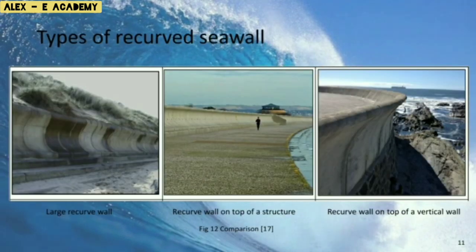Recurve walls can primarily be classified into three categories, namely large recurve wall, recurve on top of a structure, and recurve wall on top of a vertical wall. The large recurve is defined as a wall where the recurve forms the major part of the wall. Recurve on top of a structure is defined as a wall where the recurve is the minor construction, and the third type of recurve wall is characterized by a recurve sited at the top of a vertical seawall. This project focuses on the use of recurve at the top of a vertical wall.